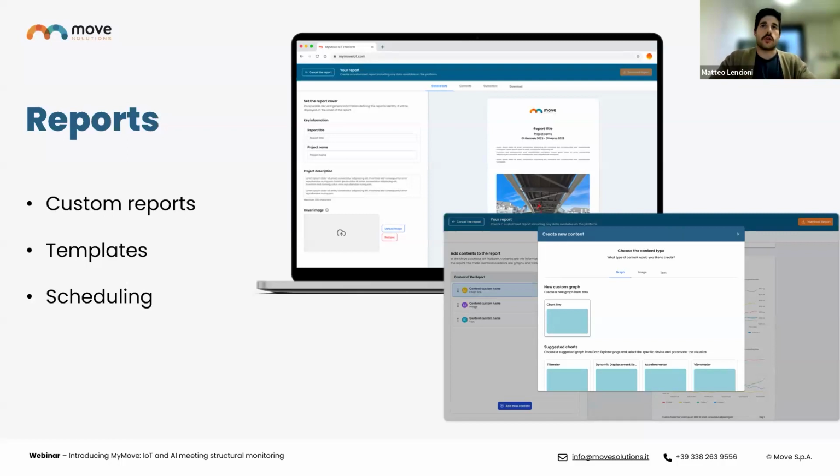So the reports for us is a key functionality that needs to be extremely customizable. So you can create and overlap different trends. You can upload images to the reports. You can save the template, and then you can schedule the generation and sending of that report. So that's what it will look like, and it is supposed to be released by the end of this quarter.